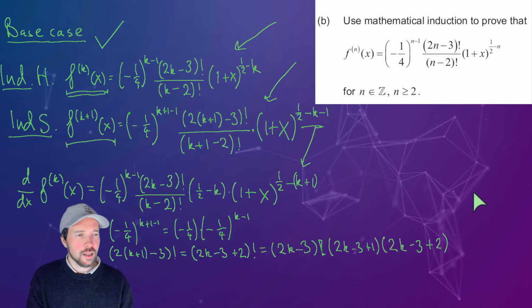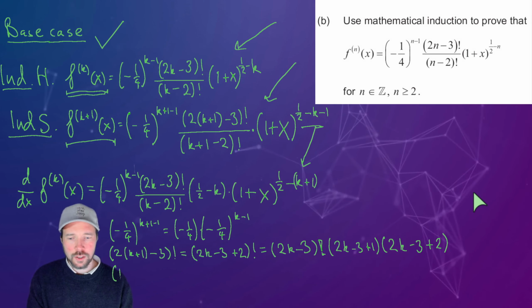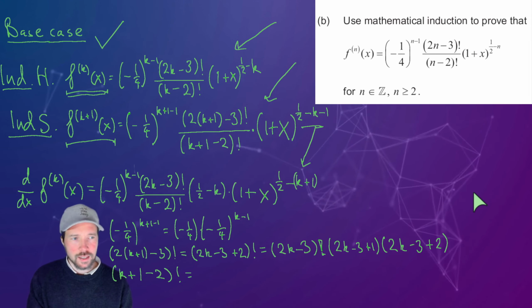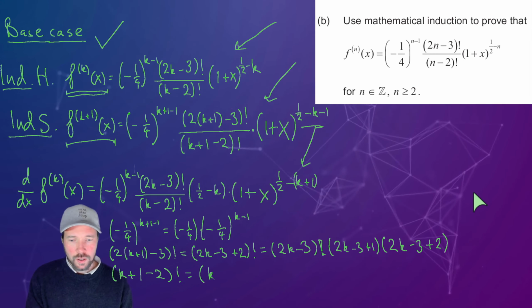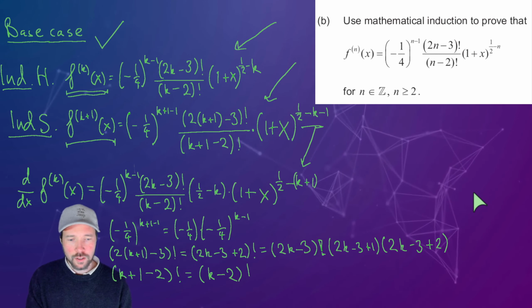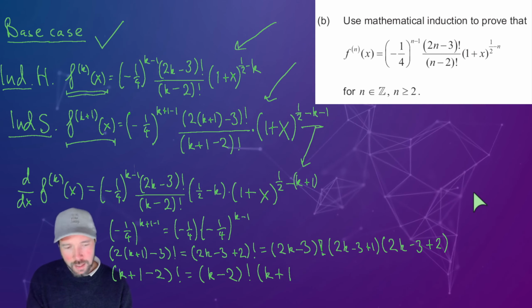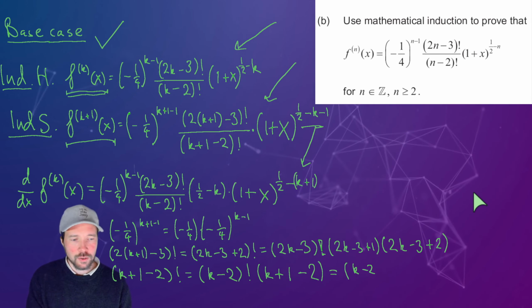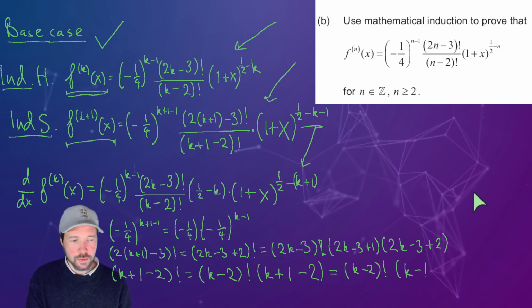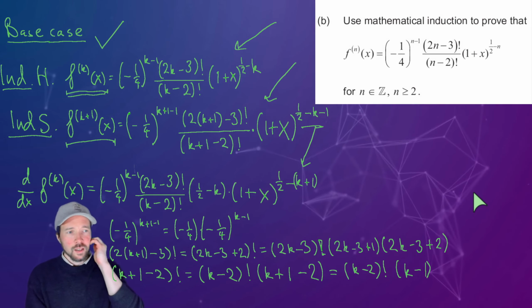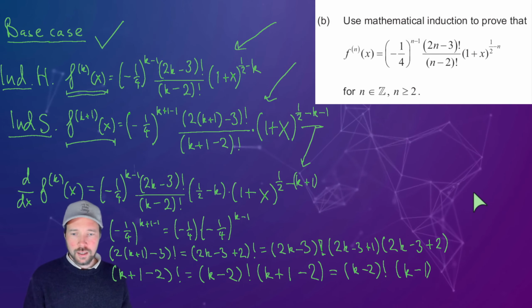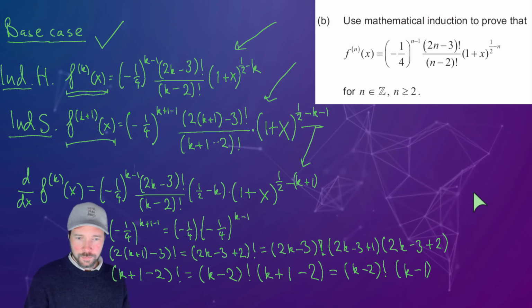And then the third term, which is k plus 1 minus 2 factorial, is equal to k minus 2 factorial times k plus 1 minus 2. At this stage we can already simplify it. It's just k minus 2 factorial times k minus 1. So now I have all these terms converted to their original meaning.